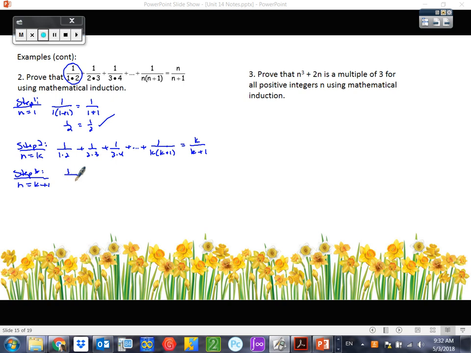So I have 1 over 1 times 2 plus 1 over 2 times 3 plus 1 over 3 times 4 plus dot dot dot plus 1 over k times k plus 1 plus, now here's the k plus 1 term, 1 over k plus 1 times k plus 1 plus 1 equals, the other side is k plus 1 over k plus 1 plus 1. Whew, we've got to make those equal.